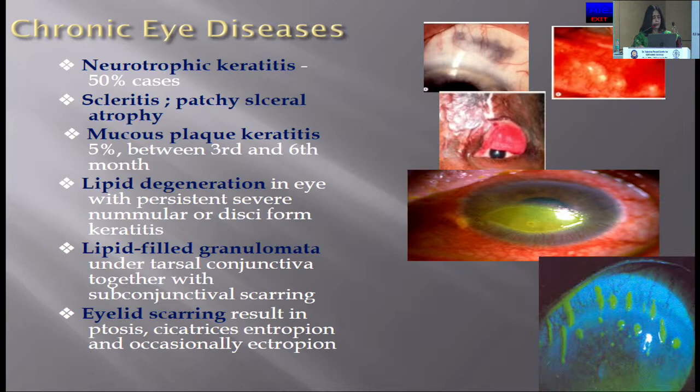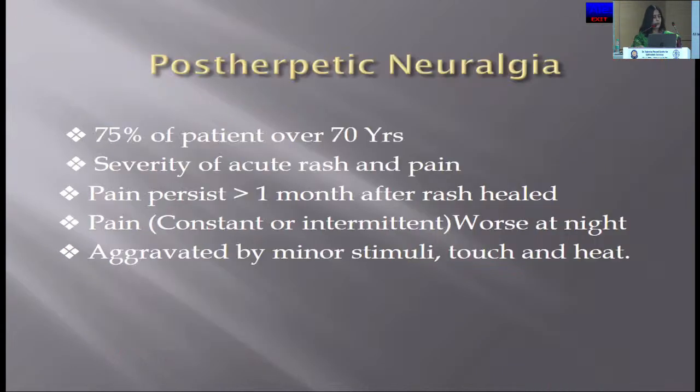Chronic eye disease can also be one of the manifestations. Post-herpetic neuralgia may be associated. It is more common in patients more than 70 years of age. We should be able to identify such cases and keep them in follow-up, and the importance is that we should start them on adequate antiviral measures at the earliest point of diagnosis.